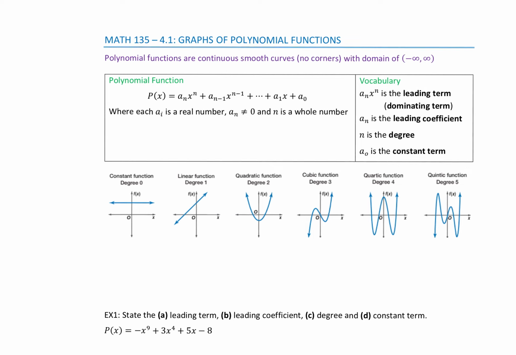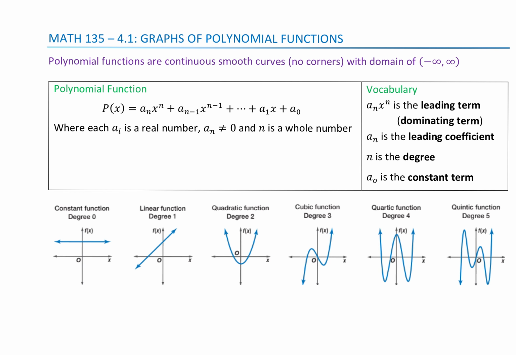And the reason why they are nice functions to work with is because they're continuous. Nice, smooth, continuous functions. So that means there's no gaps, no sharp corners. And the domain is negative to positive infinity. So it's a nice, smooth function from x values of negative infinity all the way to positive infinity.